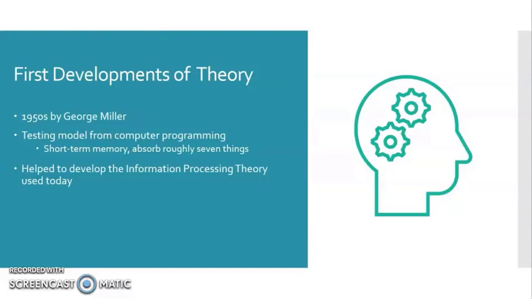The first developments of the theory date back to the 1950s by a man named George Miller. He borrowed testing from a computer model programming in the 1950s to show that human short-term memory, when encountered with unfamiliar information, could absorb roughly 7 things at a time. His work helped to develop the information processing theory used today.